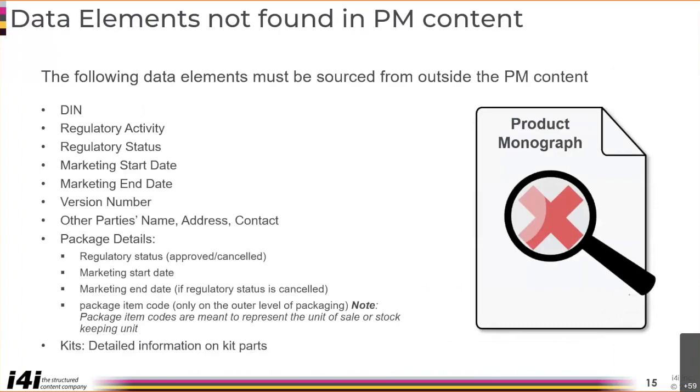However, there are certain metadata items that cannot be found in the product monograph's narrative text, and they need to be collected externally. For example, the DIN, the regulatory activity and status, marketing dates, and packaging details. But once you collect and input this information in your very first XML PM document, you don't need to do it again. It remains in the XML PM throughout its life cycle.